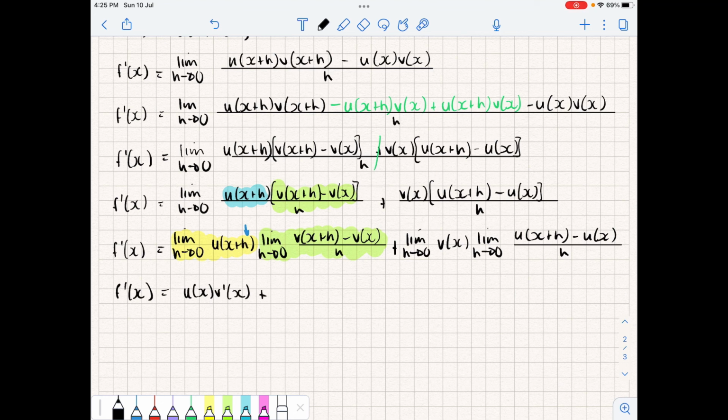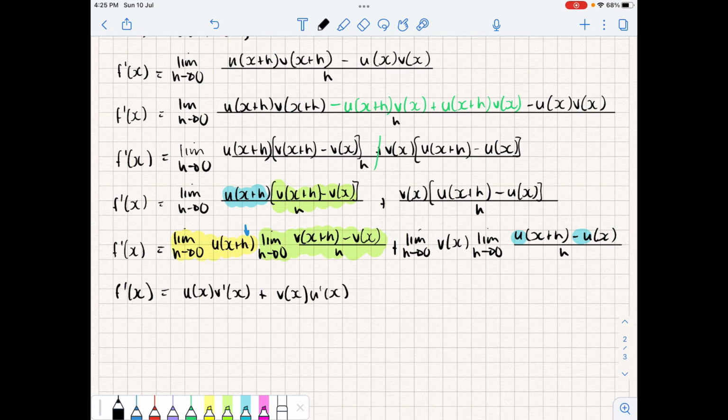Okay, and then we've got this limit as h approaches 0 of v of x. There's no h's in there, so v of x doesn't care, so we just have v of x, and that's multiplied by the limit as h approaches 0. This time you'll notice that this is the formula for first principles in terms of u, and so this is just u dash of x.